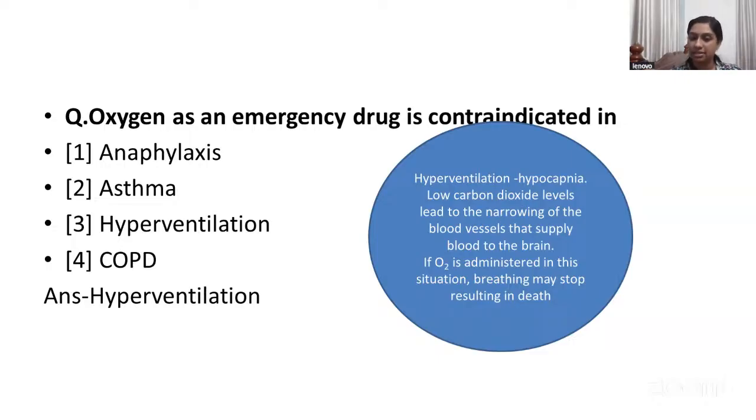And hence they lead to the narrowing of blood vessels that supply blood to the brain. So if oxygen is administered, further reduction in carbon dioxide occurs. So that will again shrink the already narrowed blood vessels that are supplying the brain. So we are not administering oxygen in case of hyperventilation. Okay, that's the reason.